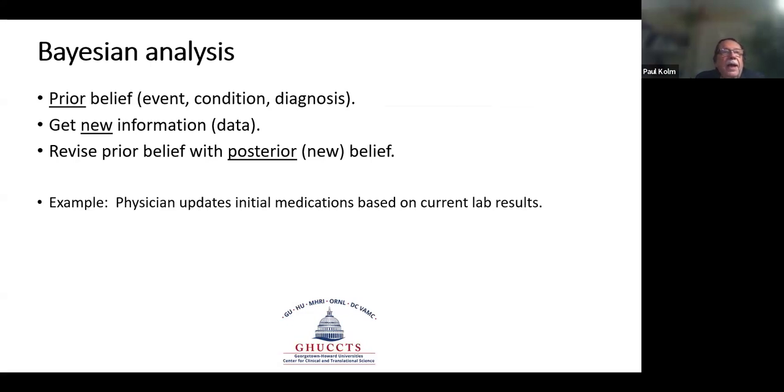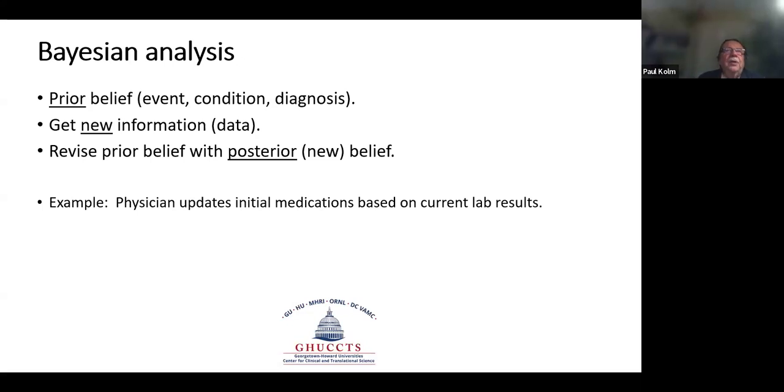So Bayesian analysis, you have a prior belief, you get new information, and then you revise your prior belief with your posterior belief, your new belief. And so I have an example here of physicians that's particularly applicable to physicians or clinicians.